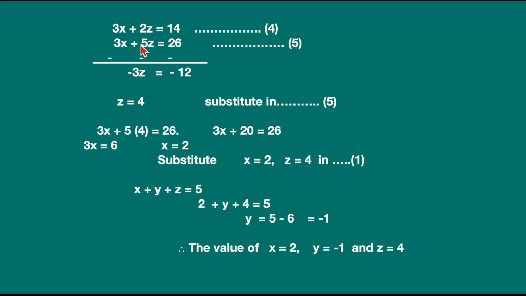Okay, let's write down these two equations now. 3x plus 2z is equal to 14. 3x plus 5z is equal to 26. Now it's very easy to solve it. You have done it in 9th standard.